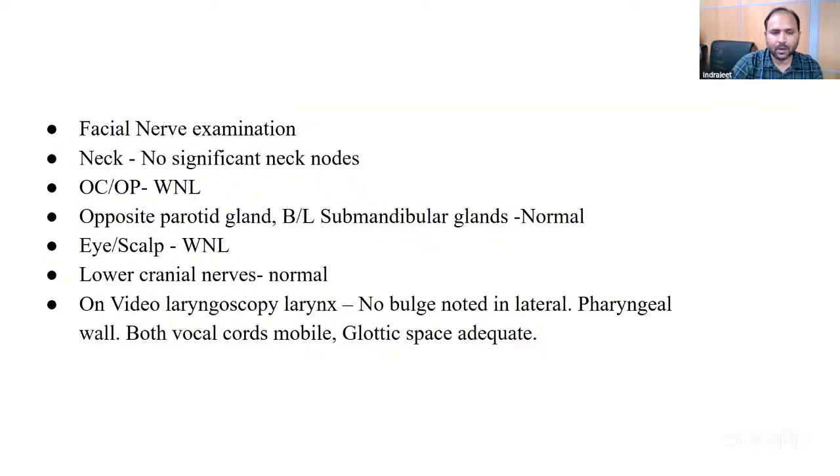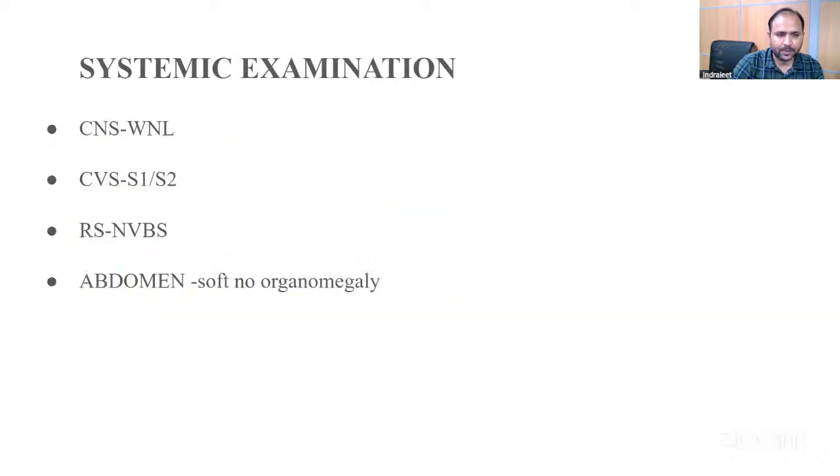Facial nerve examination was normal. There were no significant neck nodes on palpation. Oral cavity and oropharyngeal examination was normal. The opposite parotid gland and bilateral submandibular glands were normal. Eye, scalp and face skin examination was normal. The lower cranial nerve examination was normal. On video laryngoscopy, there was no bulge noted in the lateral pharyngeal wall. Bilateral vocal cords were mobile. Systemic examination was unremarkable.